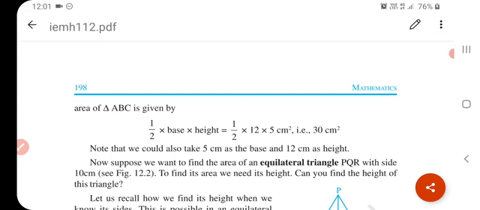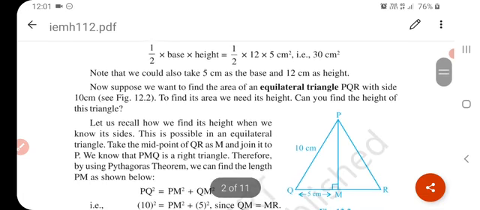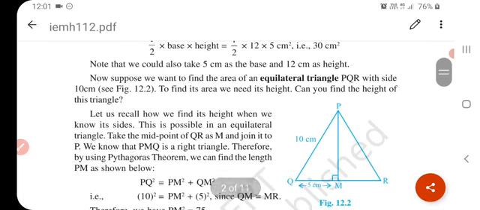Now suppose we want to find the area of an equilateral triangle. Suppose the triangle is PQR with side 10 centimeter. In this triangle, each and every side has 10 centimeter length. Now to find its area we need its height. Can you find the height of this triangle?